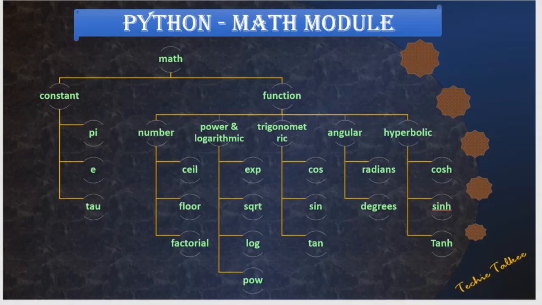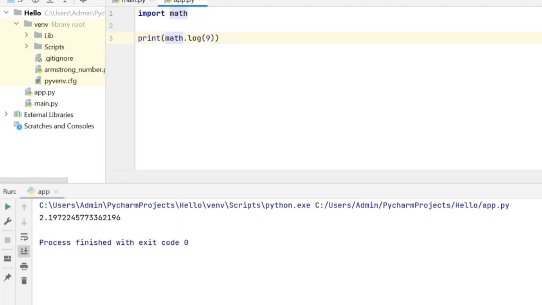We have the log method, which is going to return the logarithm of a value. So here I am giving print math.log of 9. So I am getting the value to be 2.19722. This log method actually expects two parameters. One is the number for which we have to calculate the log value, and the other is the base value. So here I have given the value for which I am going to calculate the log value, which is 9.